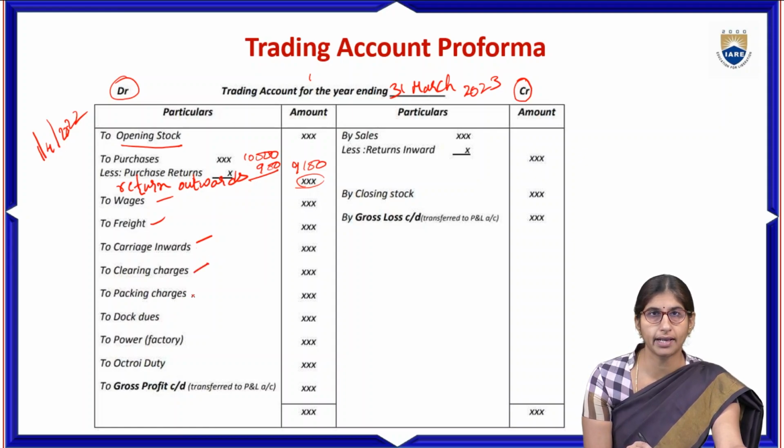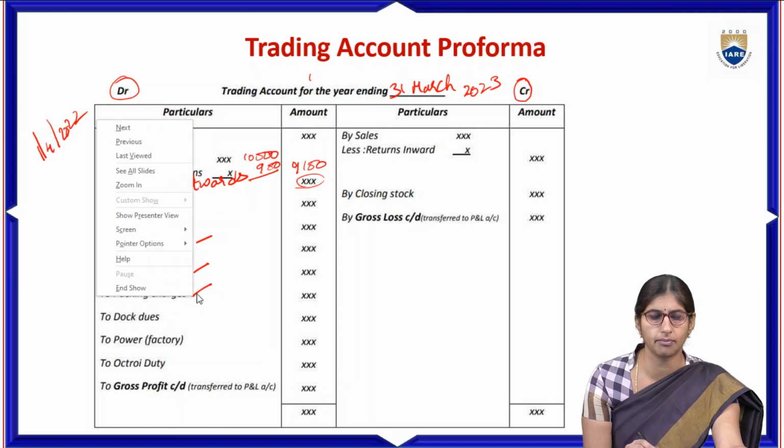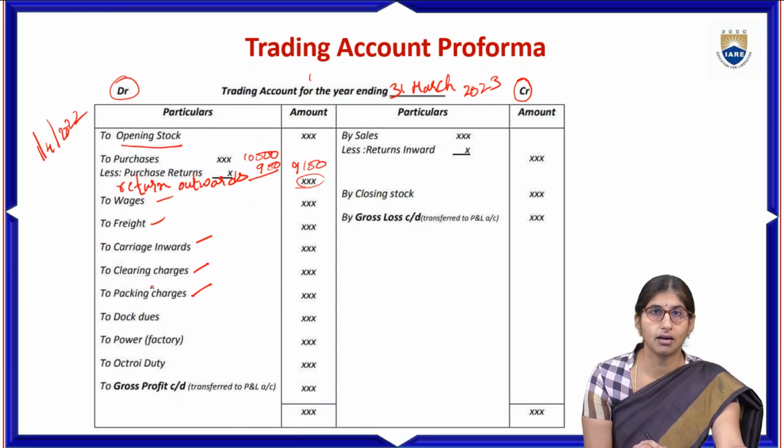And next one is packing charges. After manufacturing the goods, we have to pack them and then we are going to send them into the markets. So that is another expenditure, and we are going to write it on the debit side of the trading account.